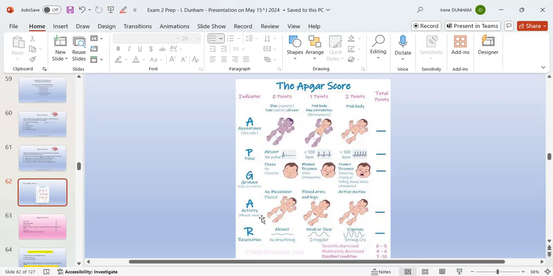Then A is your muscle tone or your activity. Here I have no movement, flaccid at birth. Here I have a little flexion. But here I'm active and doing good. This baby is in good shape. Now R is for respirations. If you're not breathing, is that pretty bad? Yes, it is. If no breathing, you get a 0. If you have a weak or slow cry, you're trying to breathe, so you get a 1. And if I get a vigorous cry, which to me is like music to my ears in the delivery room, then I give them a 2.